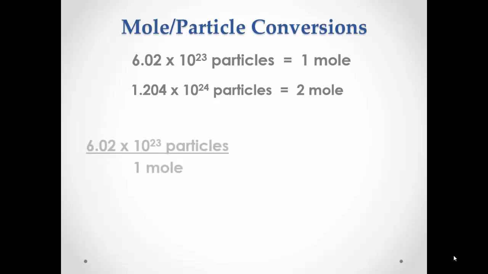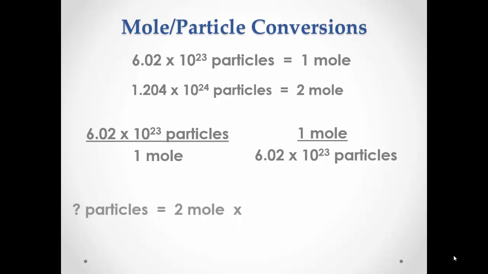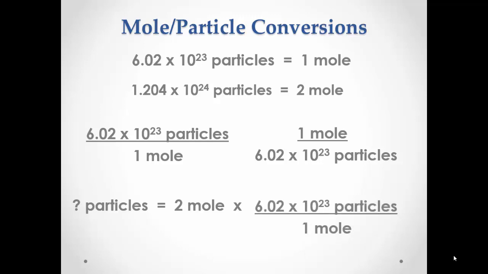First, we know that 6.02 times 10 to the 23rd particles is equal to 1 mole of particles. So we can set this up as a conversion factor. 6.02 times 10 to the 23rd particles over 1 mole, or 1 mole over 6.02 times 10 to the 23rd particles are our options. Since we want to know particles in our given moles, we would use the 6.02 times 10 to the 23rd particles over 1 mole, so our units will cancel properly. Taking 2 moles times 6.02 times 10 to the 23rd gives us 1.204 times 10 to the 24th particles.